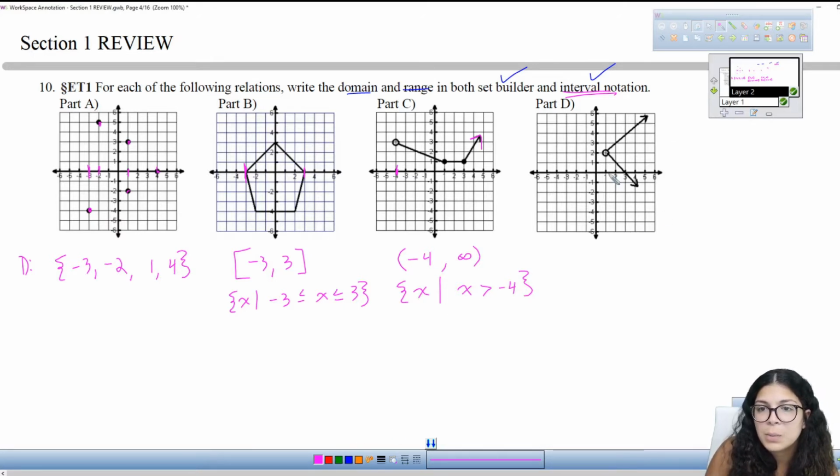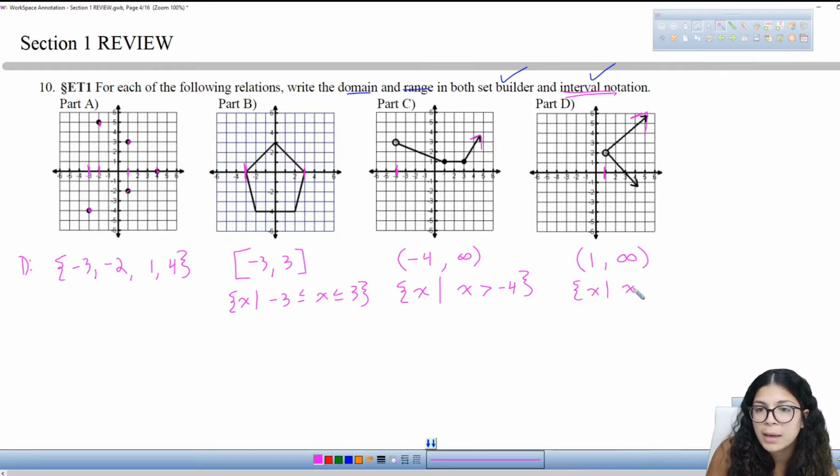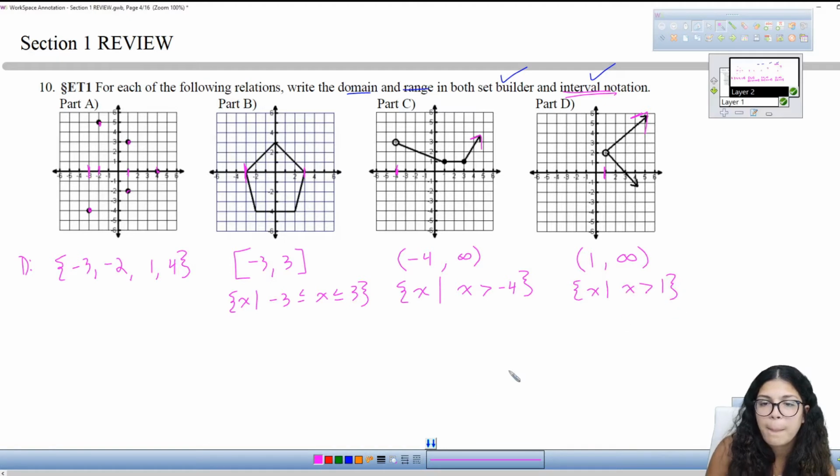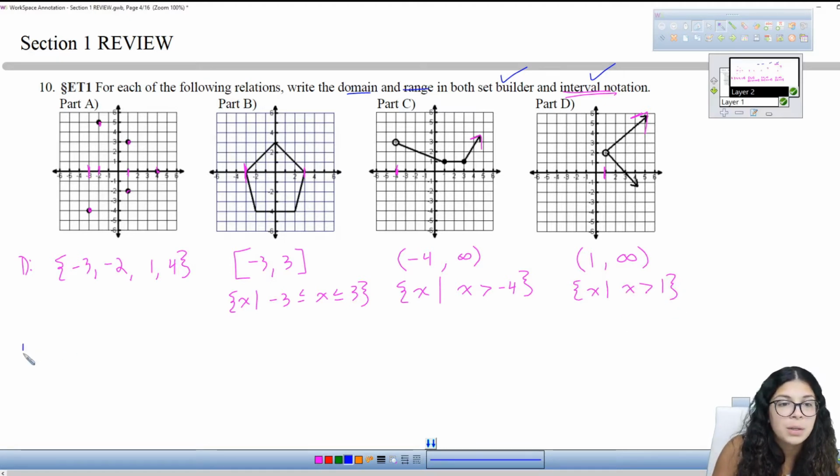Okay, moving on to this one. Our x value is 1. That's the smallest one that we start with, but it is not included. And then all the way to the right, we also have arrows here on the right. So that is going to +infinity. So this is x such that x is greater than 1. Okay. Let's move on to the range.